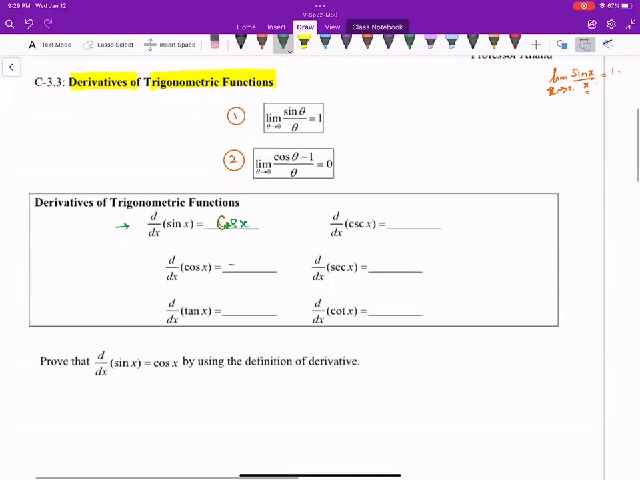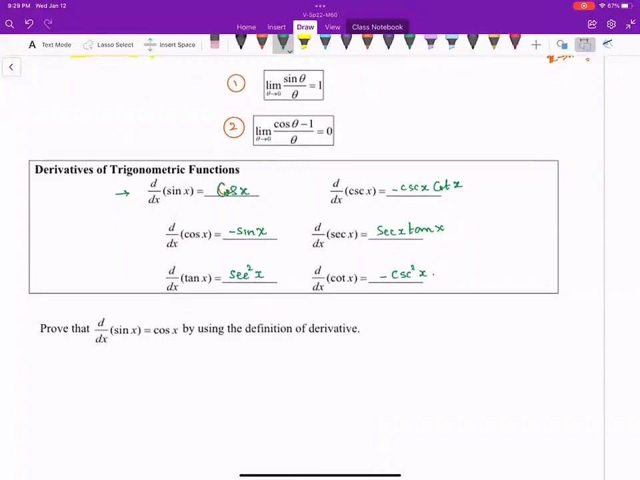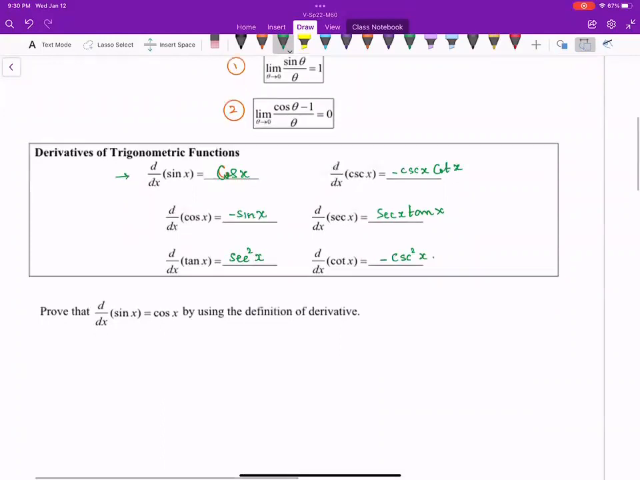The derivative of cosine x is minus sine x. The derivative of tan x is secant squared x. The derivative of cosecant x is negative cosecant x cotangent x. The derivative of secant x is secant x tan x. The derivative of cotangent x is negative cosecant squared x. All these derivative rules are very, very important because we will come across them a million times throughout the calculus course.